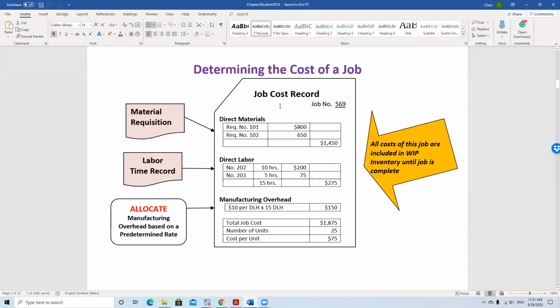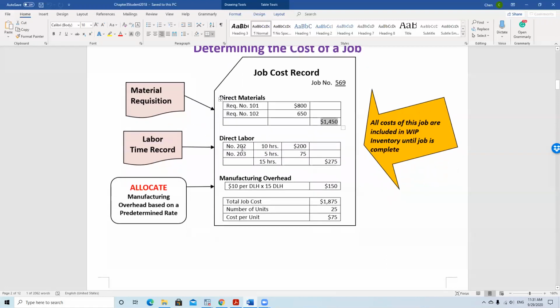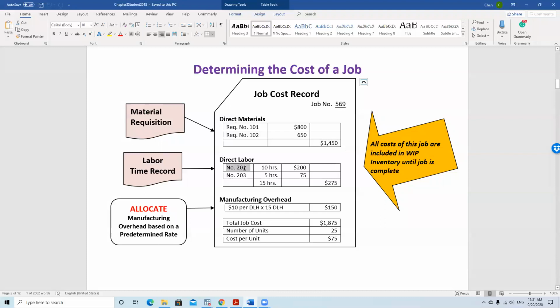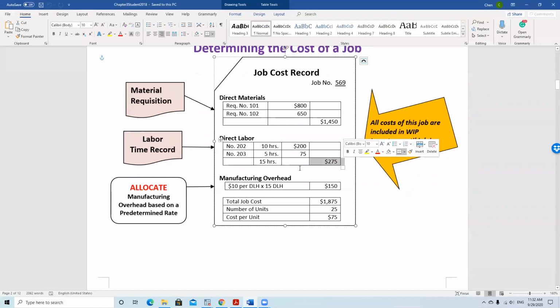Job cost record. You see that we have 2 jobs. We have 1 job, which is 569. And then direct material, we have 2 different kinds of material that we need. And then this is a total direct material. And also direct labor. This is the first worker, and this is the second worker, and he worked for 10 hours, and this one works for 5 hours, and then this is their total, okay?